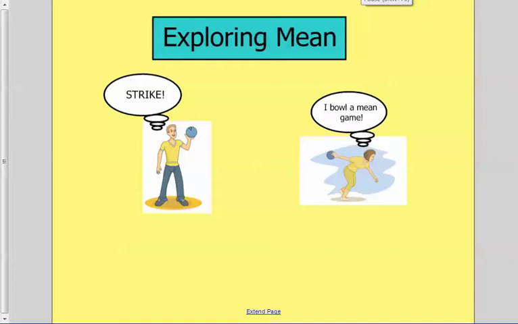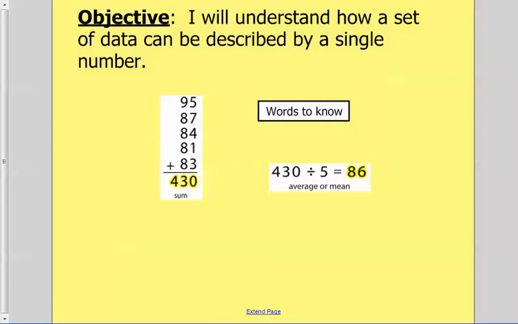Today we are exploring mean. Just wait till you see what this is. Mean is an average. So today you're going to understand how a set of data, like this set of numbers, can be described by a single number.